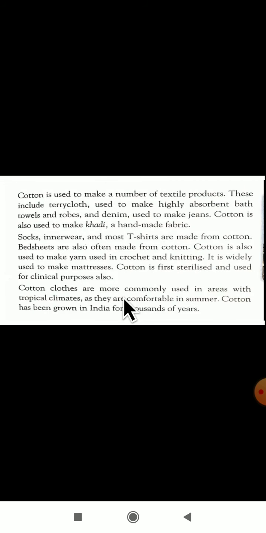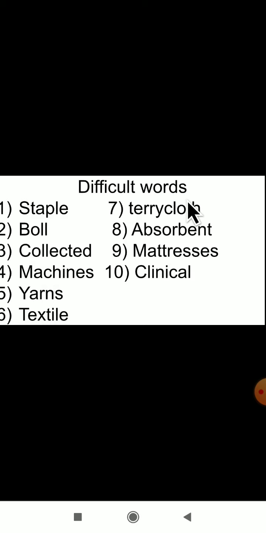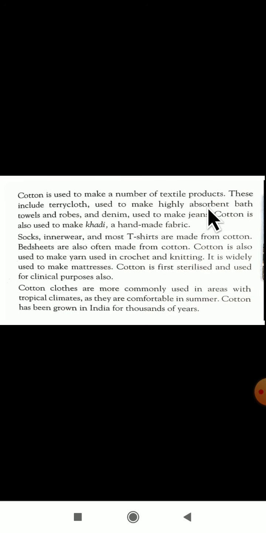Cotton is used to make a number of textile products. Where is cotton used? Here we will study some of the uses of cotton. Textile products are clothes, bed sheets and socks. These include terry cloth, used to make highly absorbent bath towels and robes, and denim, used to make jeans also. See dear students, we are using cotton in towels.